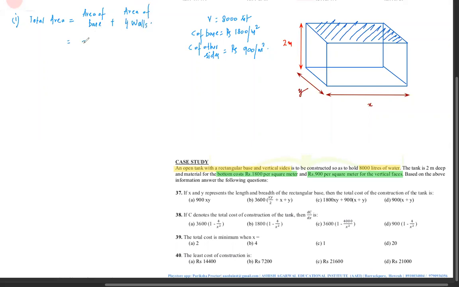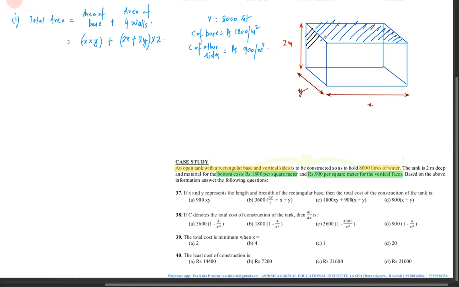Now area of base, as we can see, it is X into Y, length into breadth. And area of 4 walls, if I'm not wrong, it is 2x plus 2y, that is multiplied by 2. Why did I multiply it by 2? Because we have 4 surfaces.